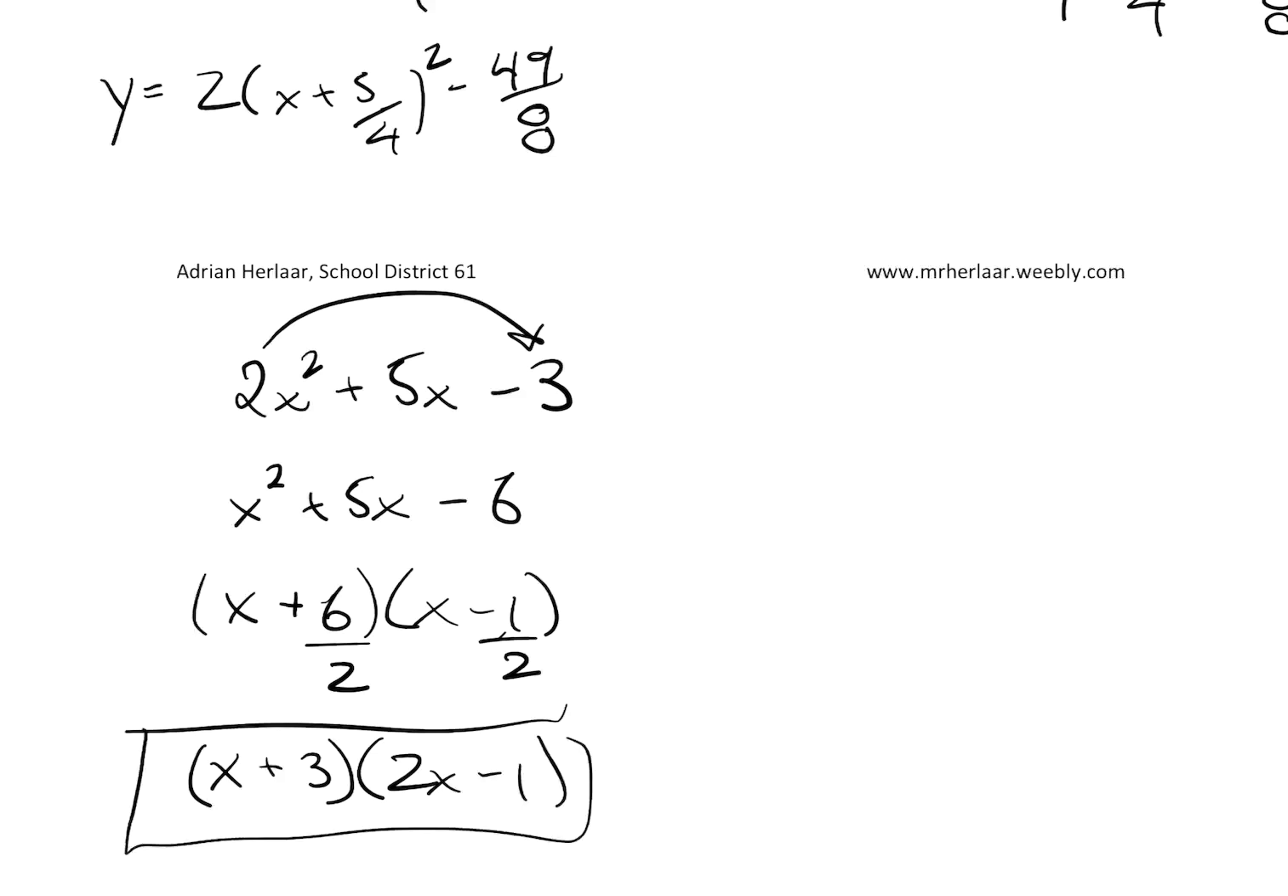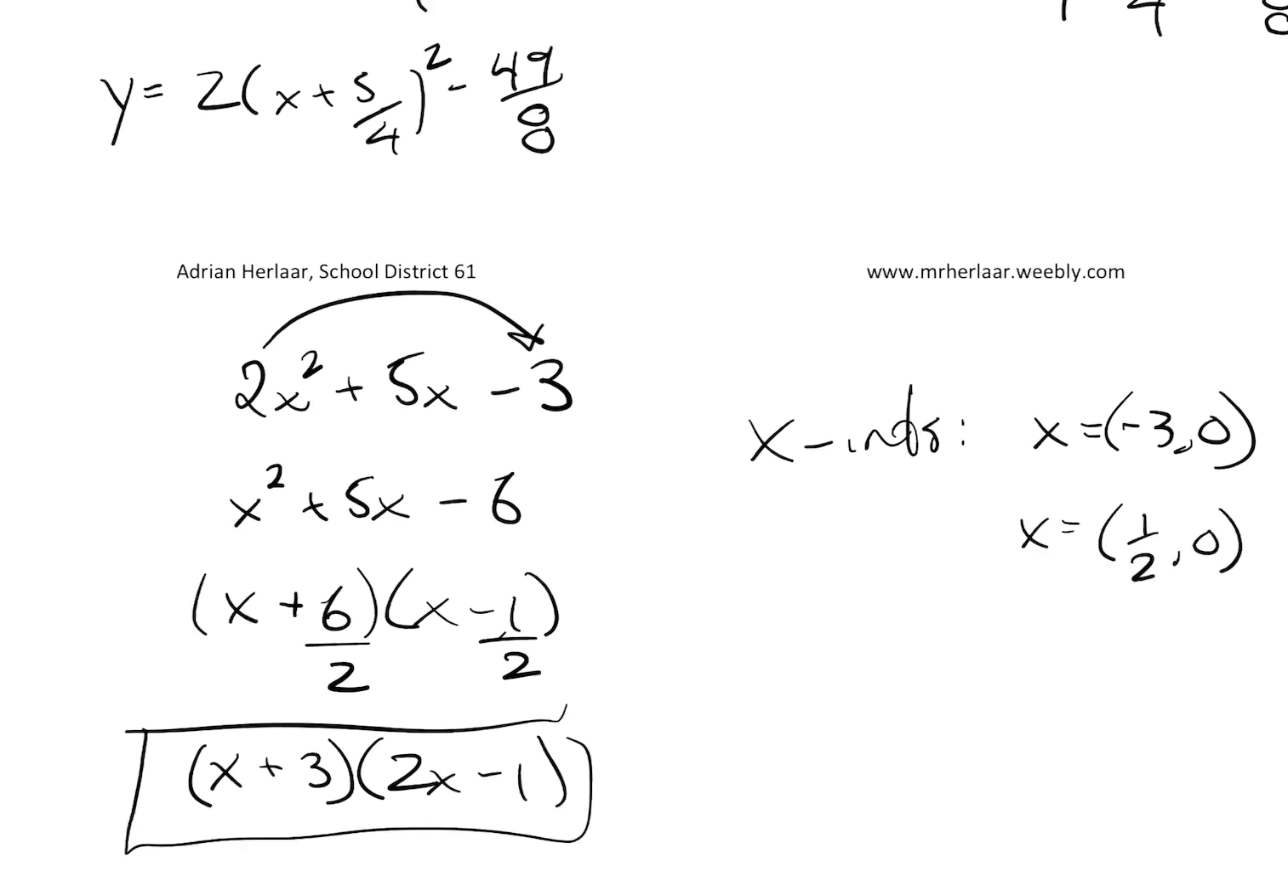Those are your factored forms. So what are your x-intercepts? X equals negative 3, comma 0, and 1/2, comma 0. So you get your x-intercepts, you get your vertex.